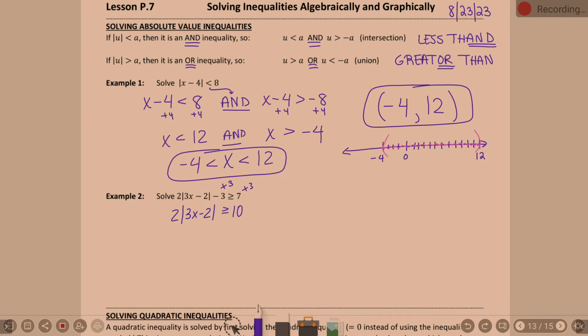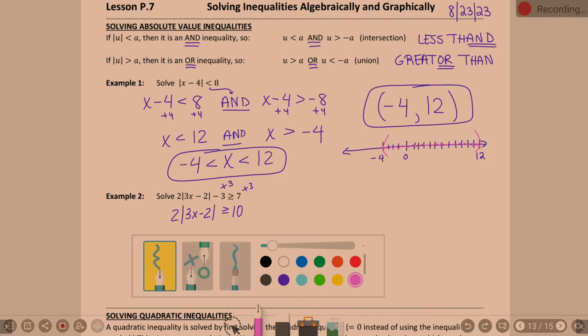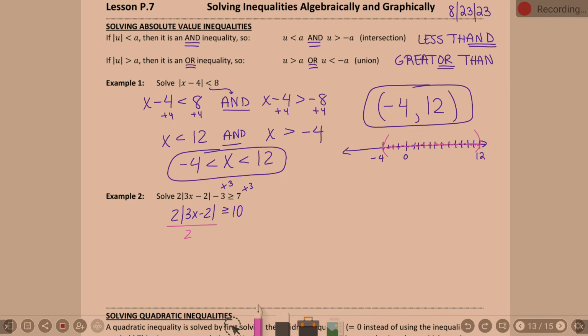Then how do I get absolute value by itself? We're going to divide by the 2. If I divide the left by 2, we're going to divide the right by 2. Absolute value of 3x minus 2 greater than or equal to 5. Notice, did inside my absolute value change? Now that I have absolute value by itself, I'm ready to write 2 statements. The first statement stays as is: 3x minus 2 greater than or equal to 5. You don't change the first one.